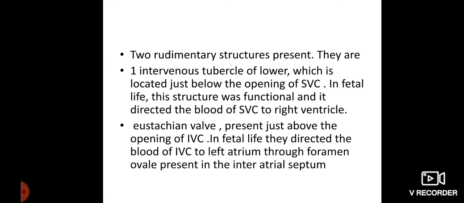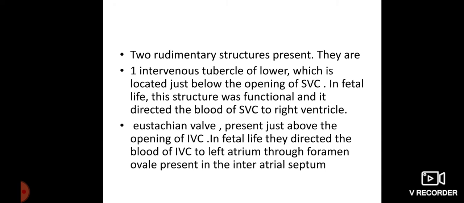In fetal life, the function of the intervenous tubercle of Lower was to direct the blood from the superior vena cava into the right ventricle. And the eustachian valve, located at the opening of the inferior vena cava, directs the blood of the inferior vena cava into the left atrium through the foramen ovale, which is present in the interatrial septum of the fetus. That concept is entirely different from the adult pattern of circulation. Fetal circulation is entirely different from the adult pattern.